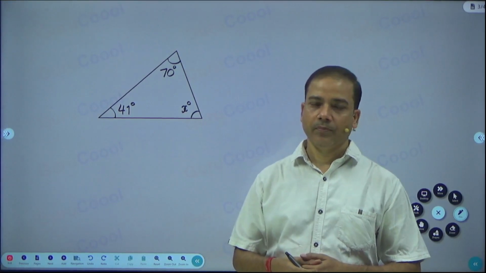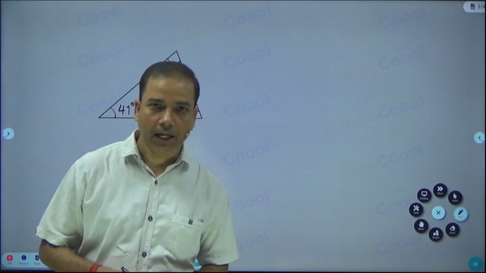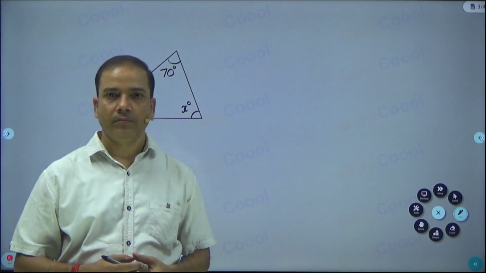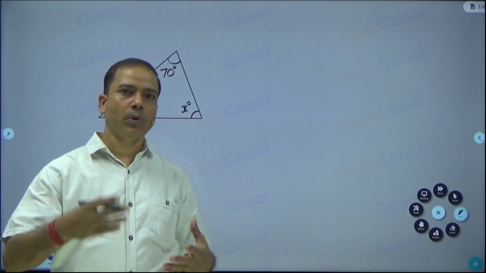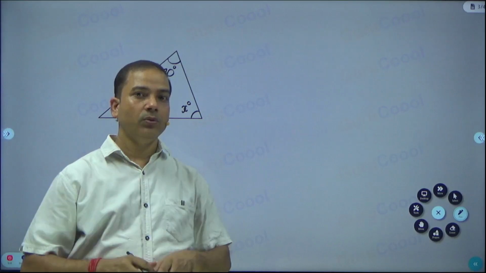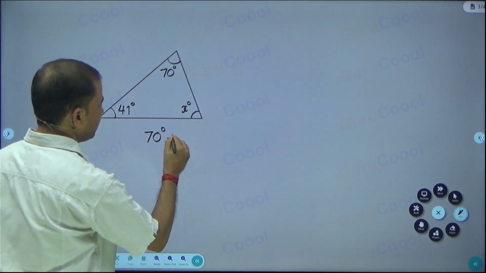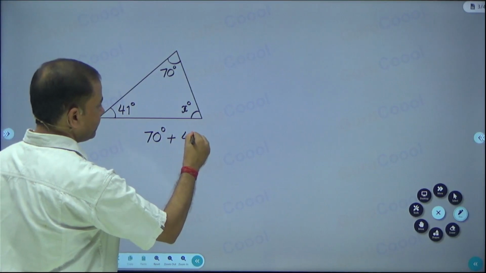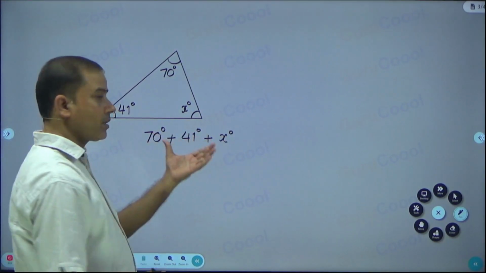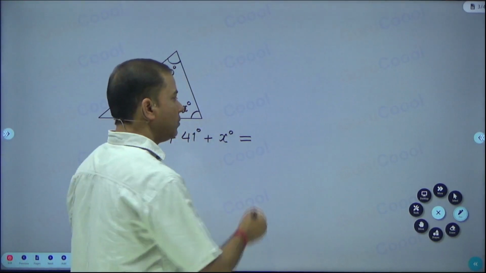How can we do so? We can use the angle sum property of a triangle to find this missing angle. How so? Simply we will add all three, because the angle sum property says that the sum of all three angles is always equal to 180 degrees. Let's add them. 70 degrees plus 41 degrees plus x degrees. The sum of all three must be equal to what? 180 degrees.